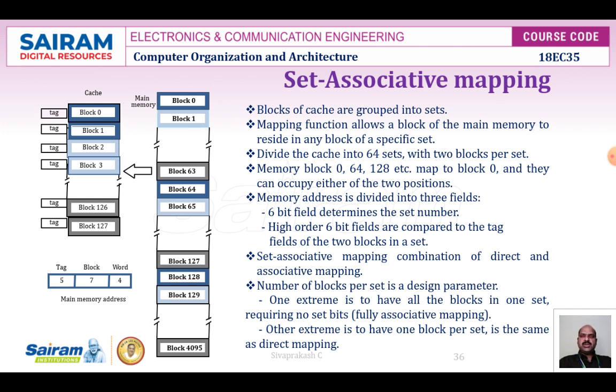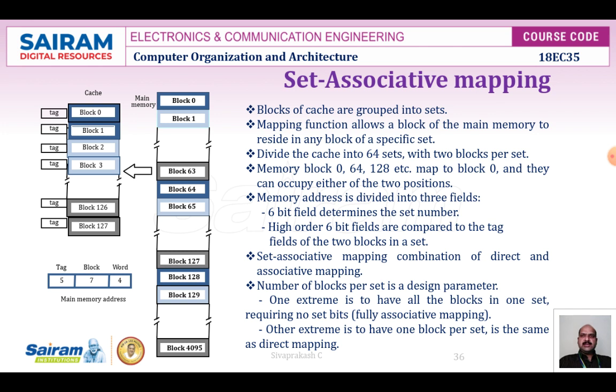So it is the combination of direct and associative mapping. The blocks of the cache are grouped into sets. Then the mapping allows a block of main memory to reside in any block of the specified set. So here the 6-bit tag bit of the address is compared to the tag bits of the two blocks of the set. This comparison is done to check if the desired block is present or not. This is how it does this operation.